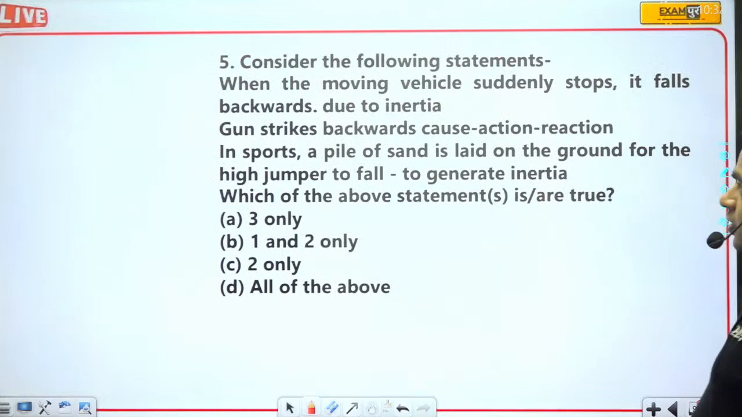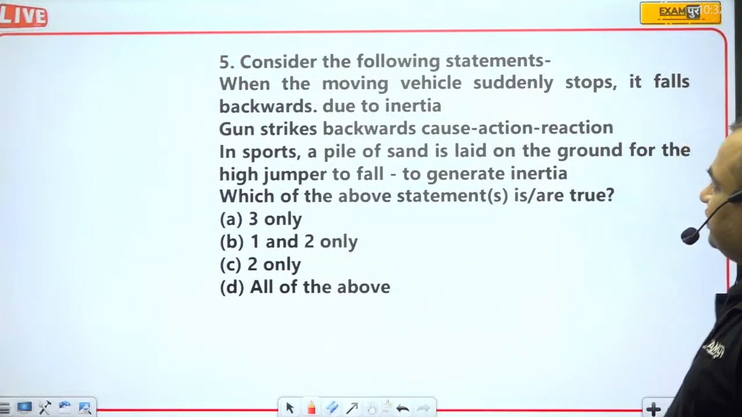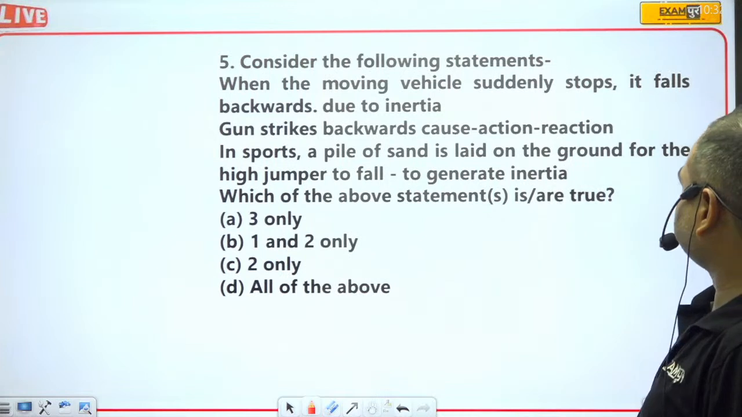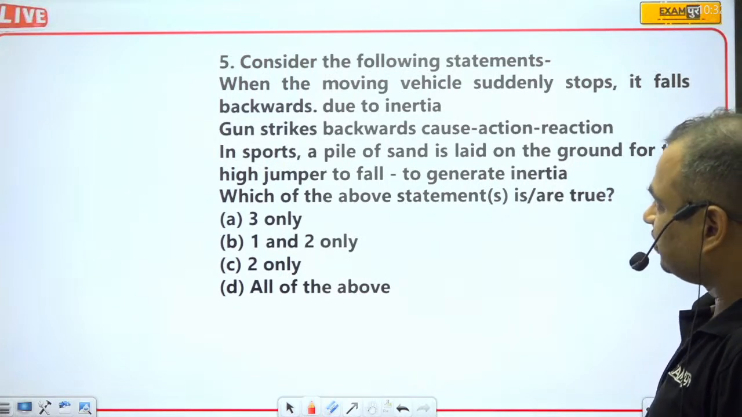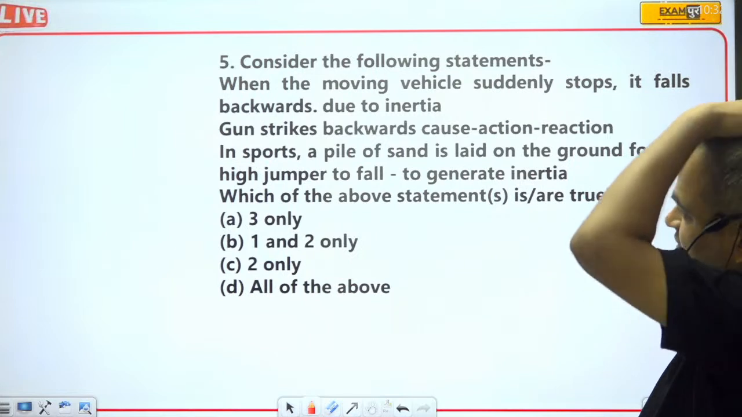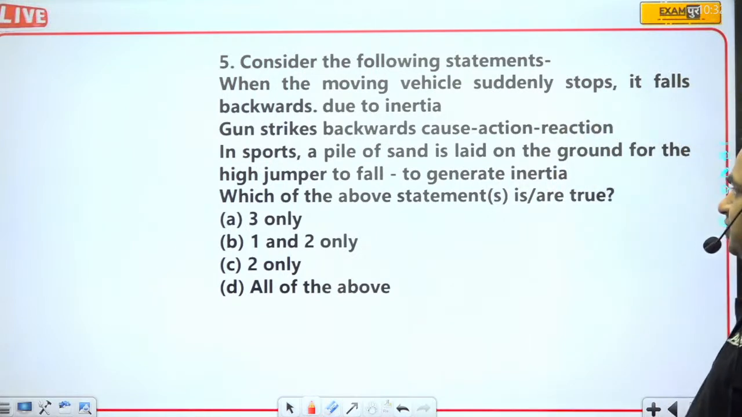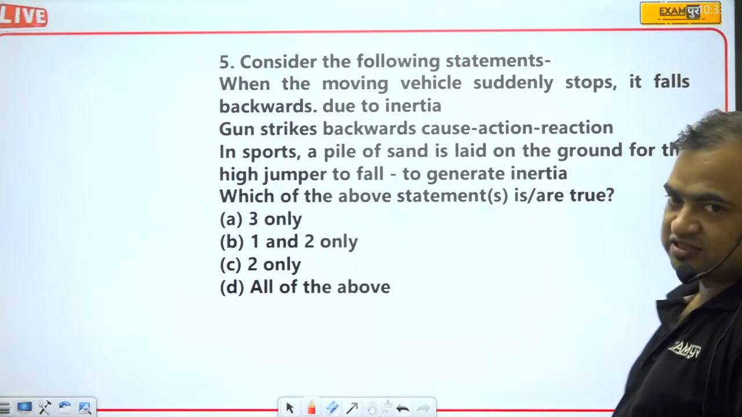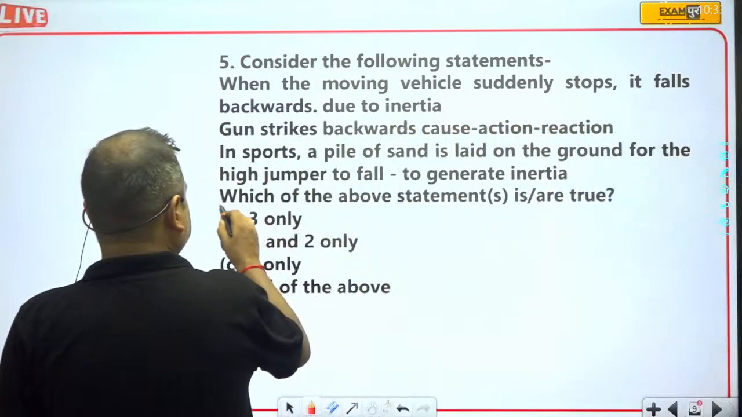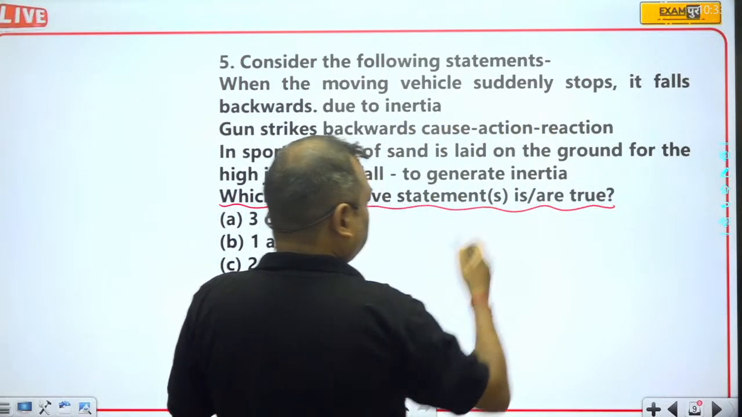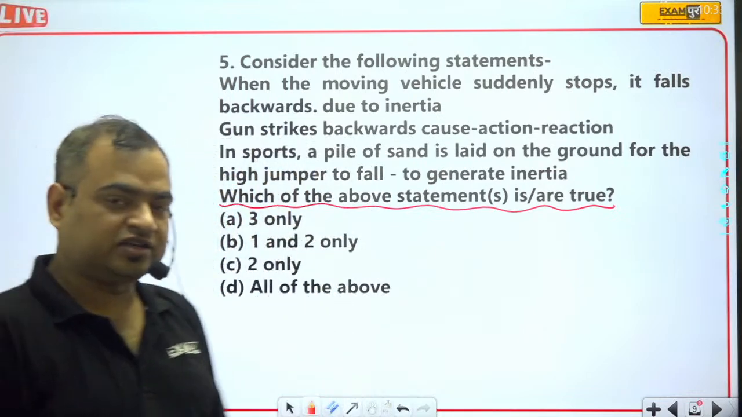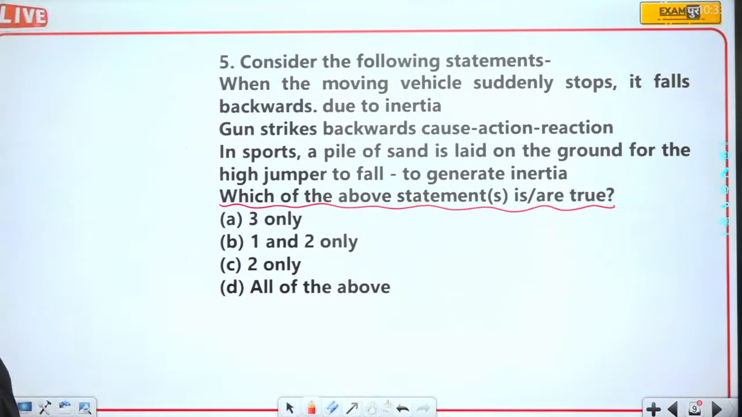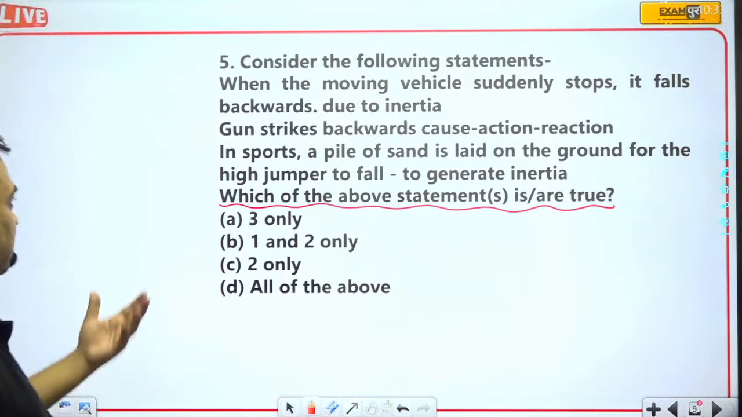Now consider the following statements. When the moving vehicle suddenly stops, it falls backwards due to inertia. A gun strikes backward because of action and reaction. In sports, a pile of sand is laid on the ground for the high jumper to fall on, to generate inertia. Which of the above statements is or are correct? Is or are means either one or more than one are correct. So please tell me which one or which ones are correct.